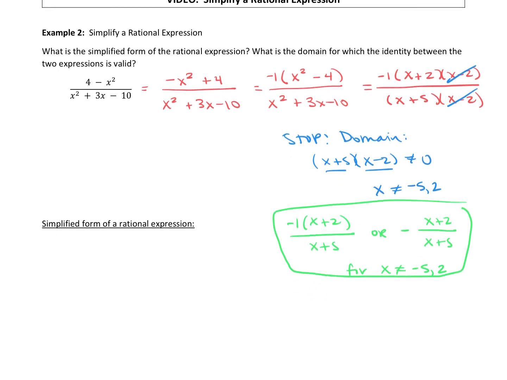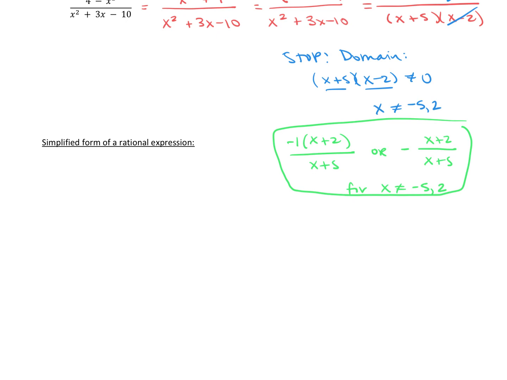All right, so a simplified form of a rational expression. How do we know if it's simplified? It has no common factors other than 1 in the numerator and denominator.